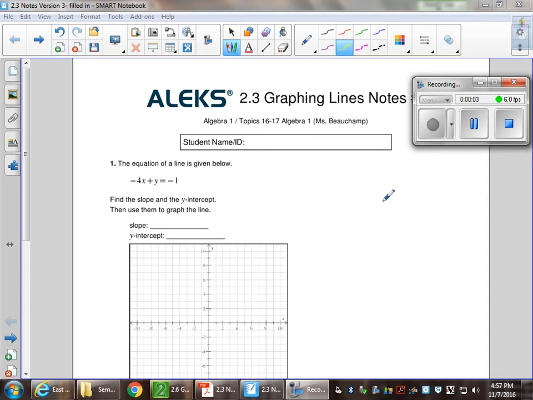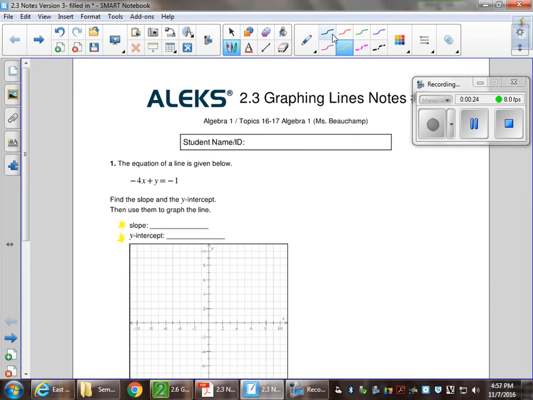Everyone. So these are 2.3 graphing lines notes. If there's any of these that you would like to revisit, please feel free to pause, try the question on your own, or rewind. Look at number 1. The equation of the line is given below, and I'm asked to find the slope and y-intercept.